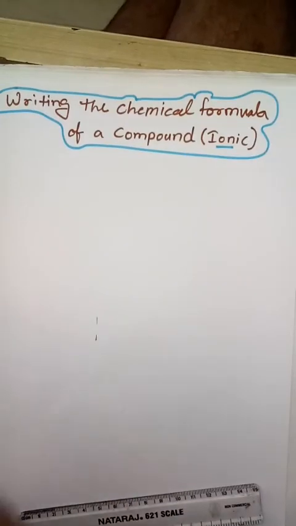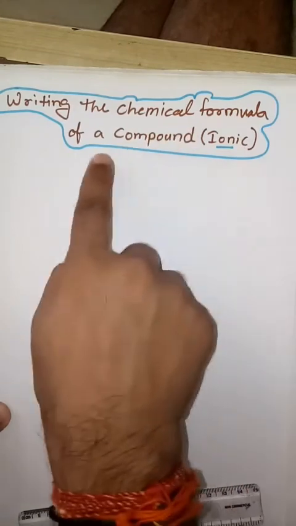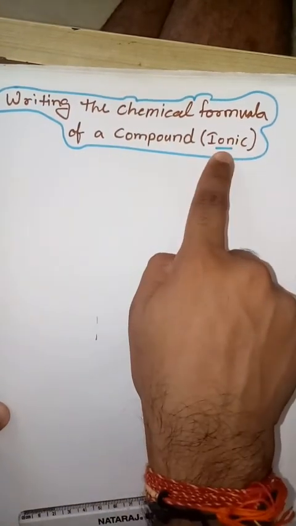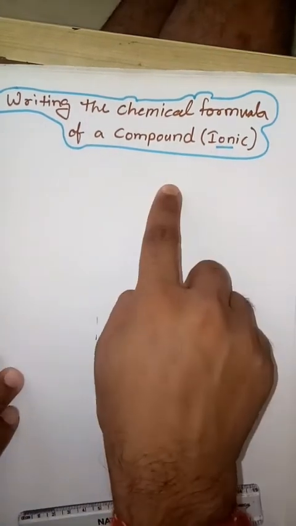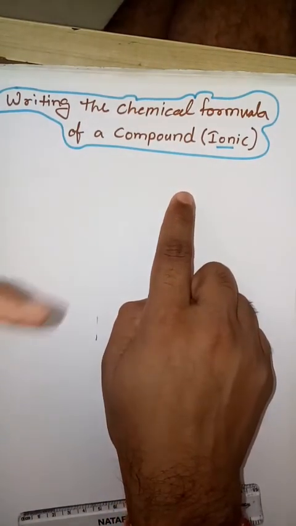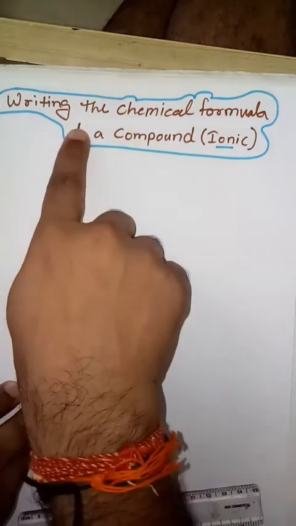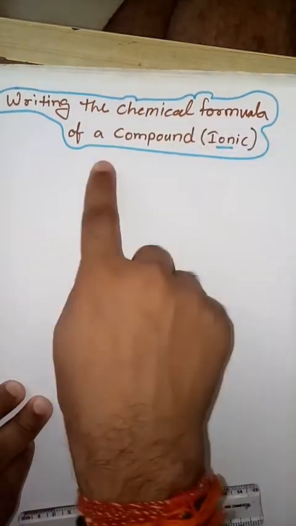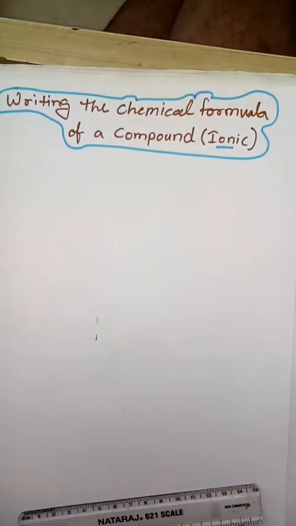Good morning, students. Today we're going to learn about how to write the chemical formula of a compound. Here we are going to talk only about the ionic compounds. So in this video you're going to learn about this, and you will come to know how to write this chemical formula and the reason behind writing it that way. So let's start this video to understand how to write the chemical formula of a compound which is in the ionic state. Okay, here we go.